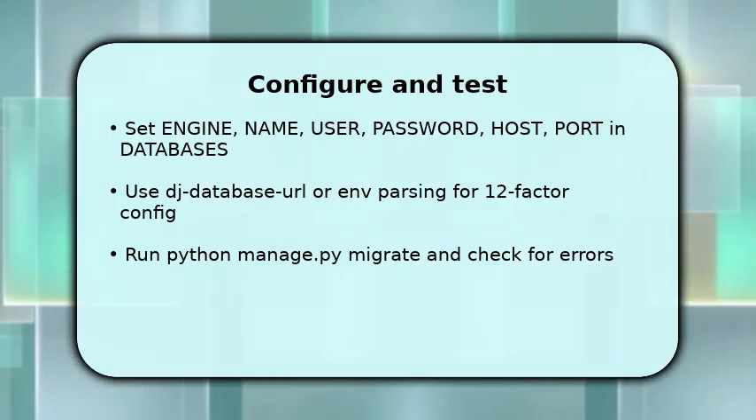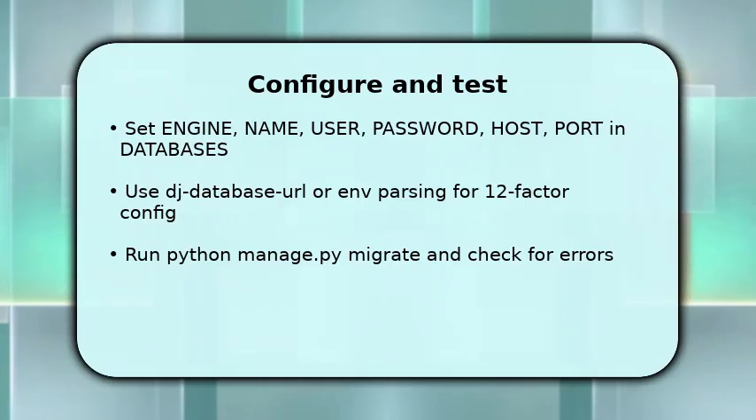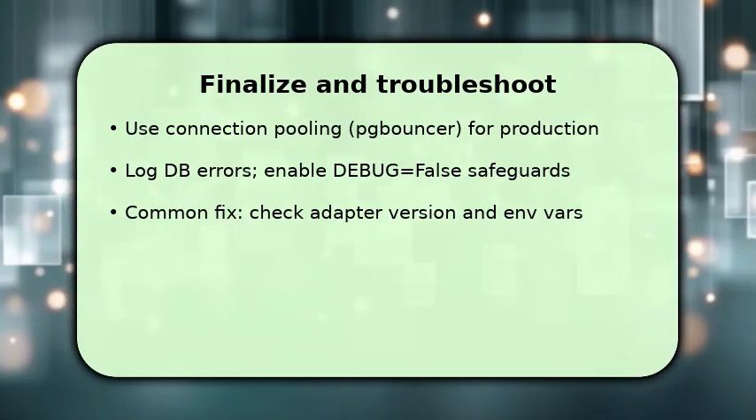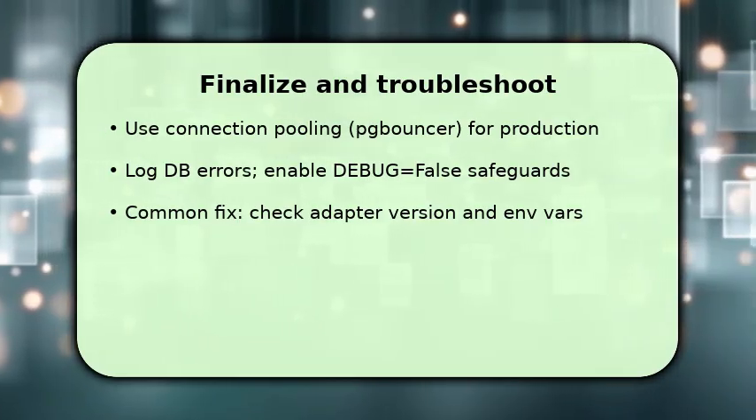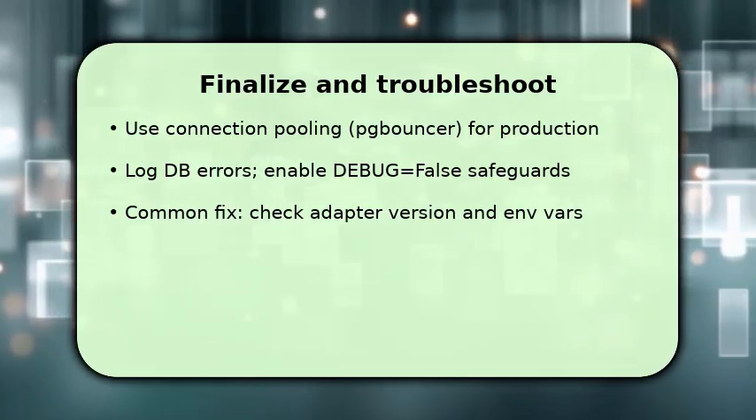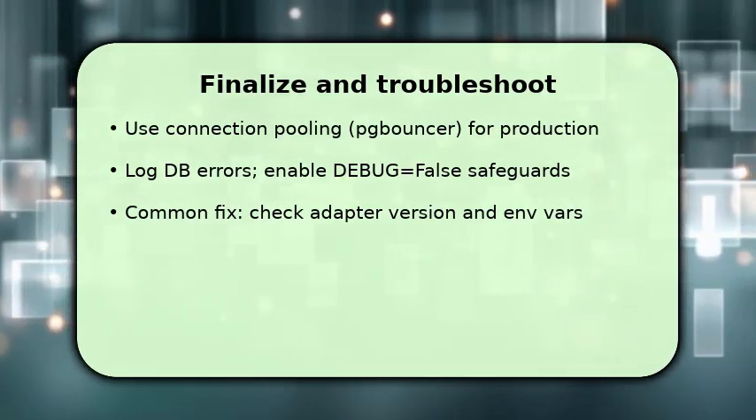Once migrations succeed, create a superuser to verify the app. Finish by securing credentials with environment variables and moving sensitive settings out of source control. Configure connection pooling for production and set CONN_MAX_AGE appropriately to reuse connections.